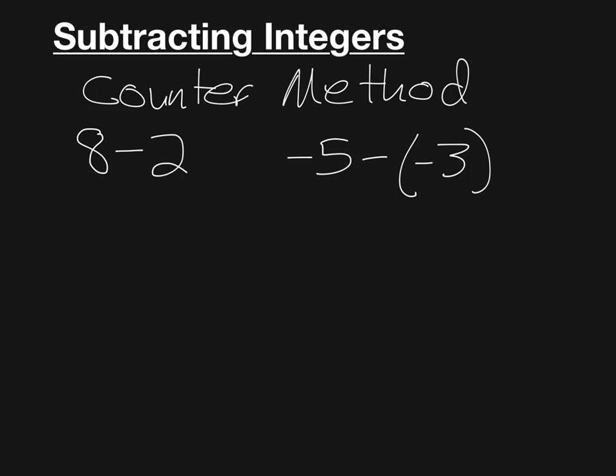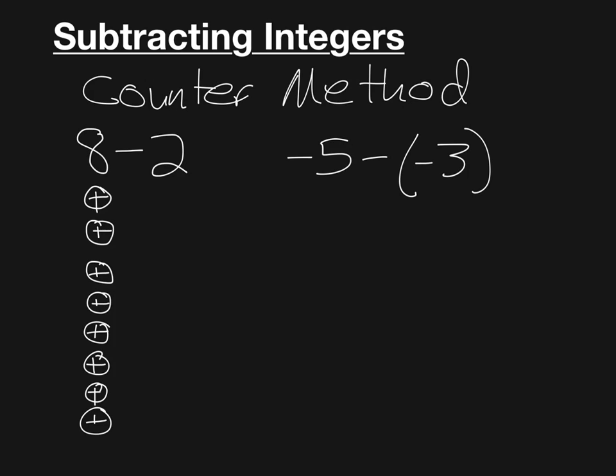All right, we have two examples here. Let's start with 8 minus 2. Now we're going to use the counter method. So I'm going to start with 8. I'm going to draw 1, 2, 3, 4, 5, 6, 7, 8 counters, and this is positive. So we want to make sure all our counters are positive. We have 8 positive counters to represent positive 8.